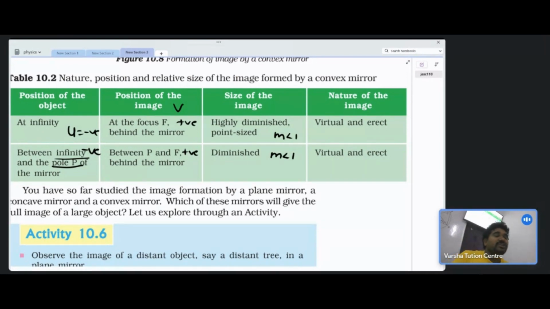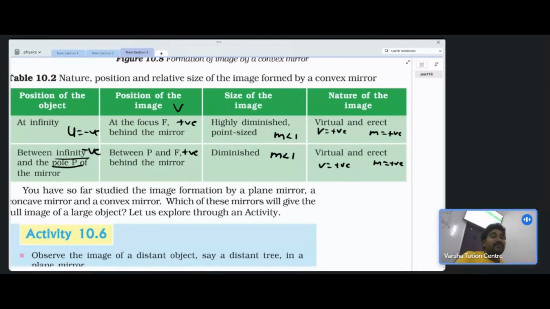And next, virtual and erect. Remember, when it is virtual, v should be positive. Erect means m should be positive. Keep in mind, understand? M is positive for erect. Inverted means m is negative. Clear that now? M is negative for inverted.